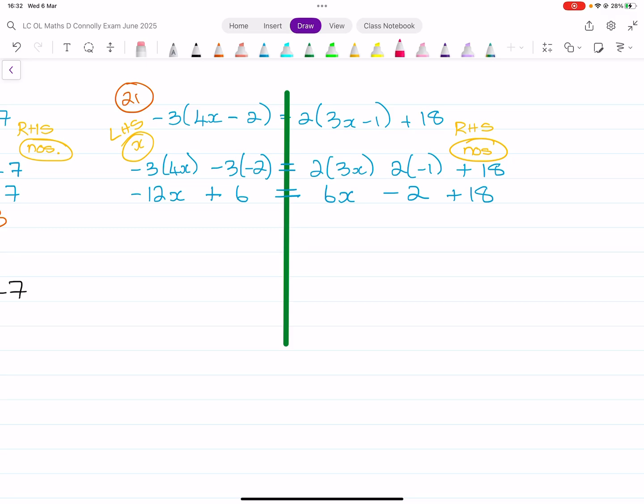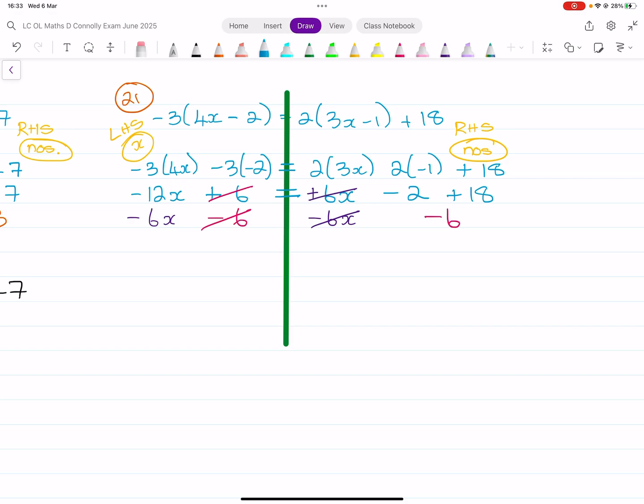So the 6 is in the wrong place, so we get rid of it with a minus 6. And then we minus 6 over here to balance. And the 6x is in the wrong place. So it's a plus 6x. So the way we get rid of it is with a minus 6x. And then we have to minus 6x to balance. All right, everything's in the right place now, so we can tidy up.